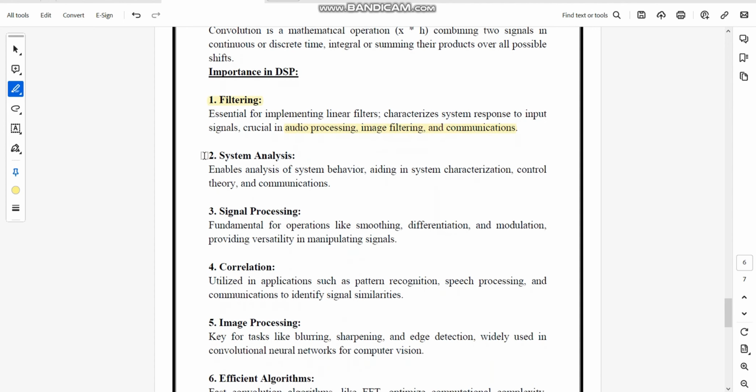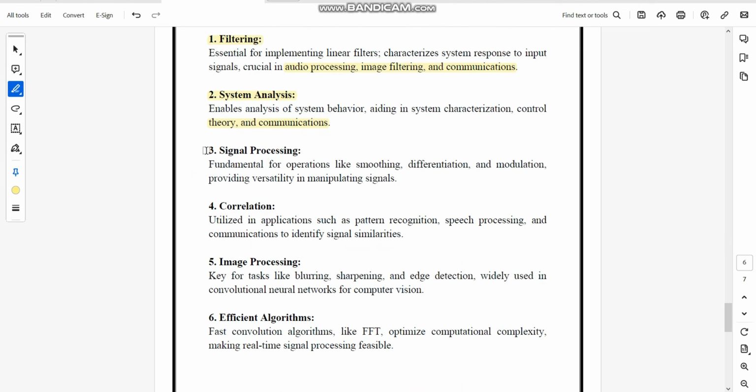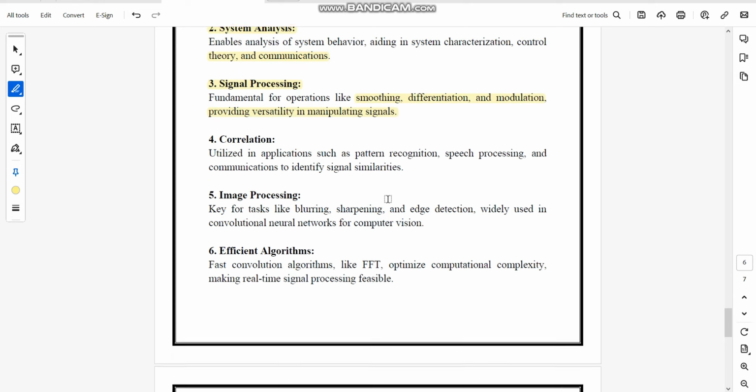System analysis. Convolution enables the analysis of how a system responds to various inputs. It simplifies the understanding of system behavior and is crucial in characterizing and designing systems, especially in control theory and communications. Then comes signal processing. In signal processing, convolution is utilized for operations such as smoothing, differentiation, and modulation, providing versatility in manipulating signals.